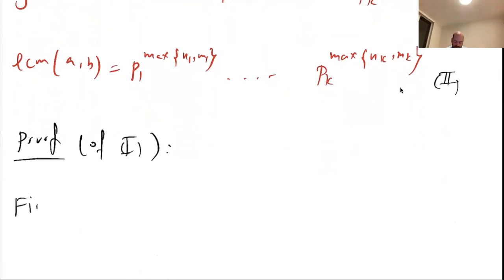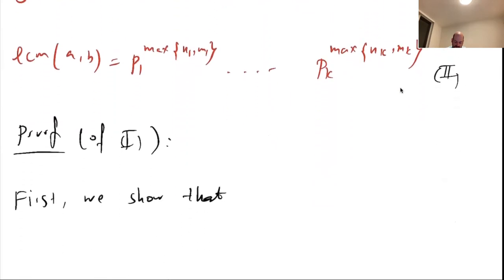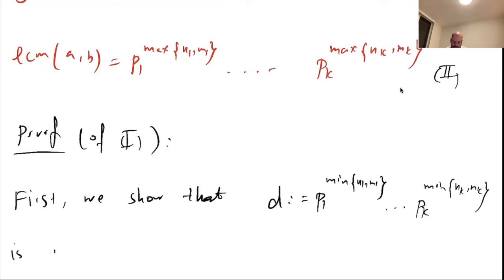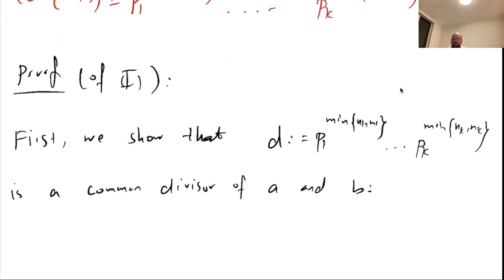So first, we show that, let me call it D, equals P1 to power minimum N1 M1 all the way to Pk to power minimum Nk Mk, is a common divisor of A and B. So what is a common divisor? That means I have to show that it's a divisor of A and is also a divisor of B.